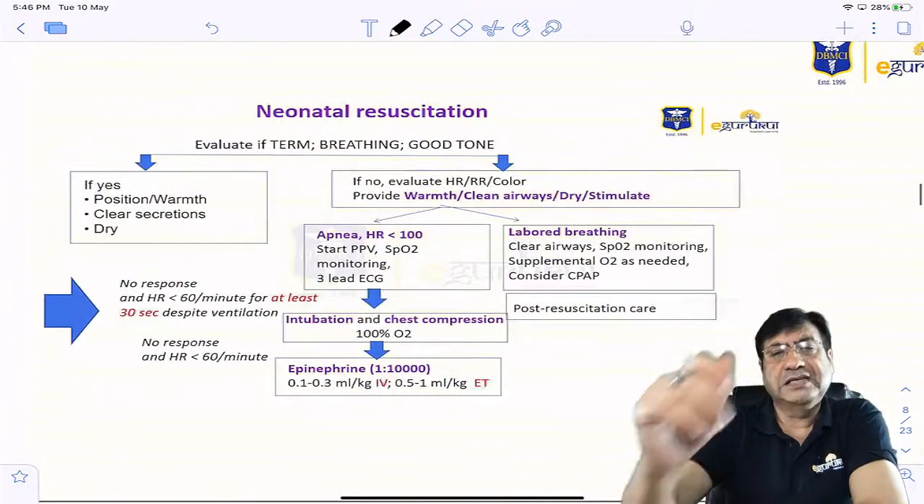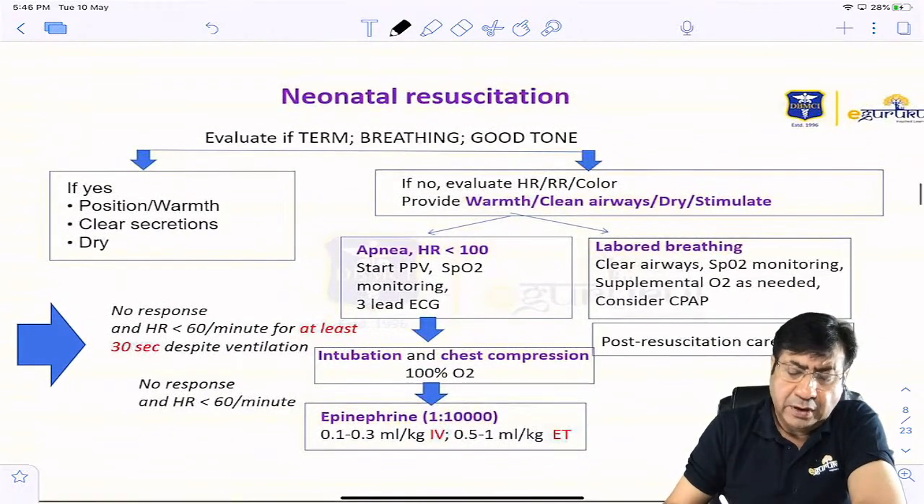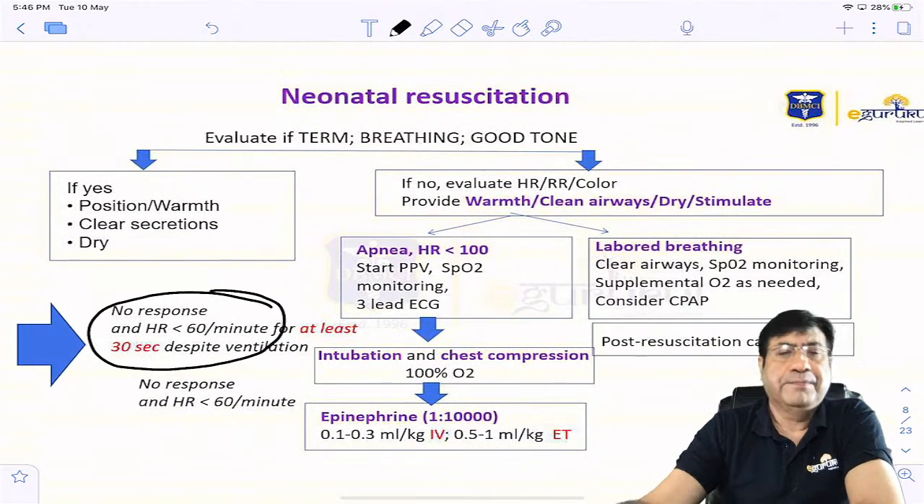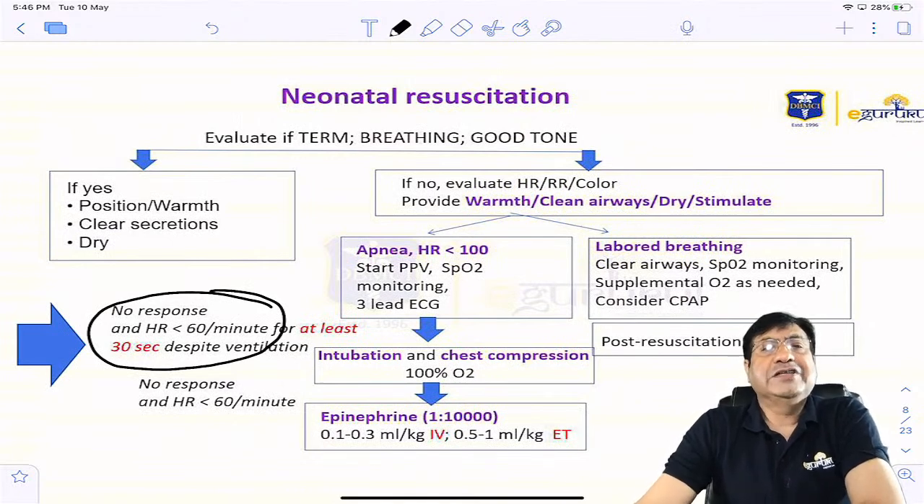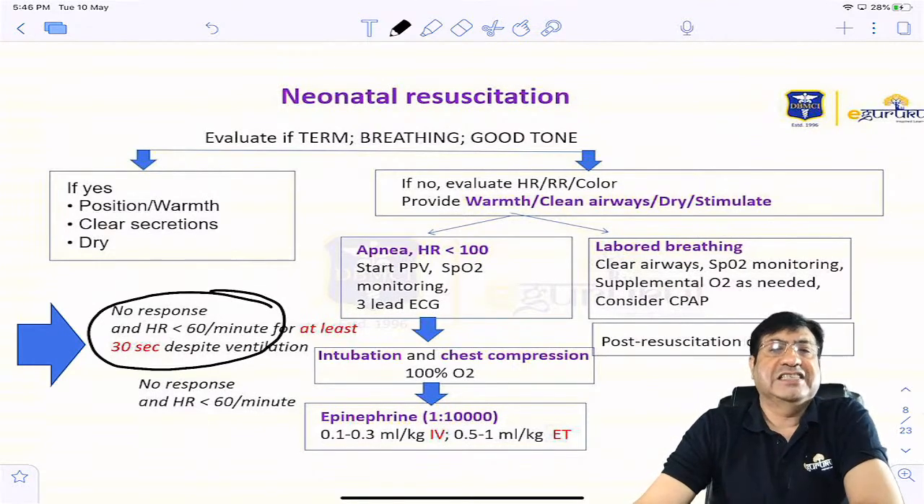And I've discussed this neonatal resuscitation in my classes also. I've discussed it in the app also, and it's very clearly mentioned that a heart rate which is not improving and falling to less than 60 is an indication now to start chest compression.